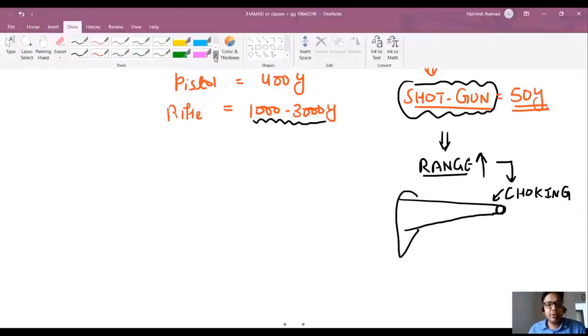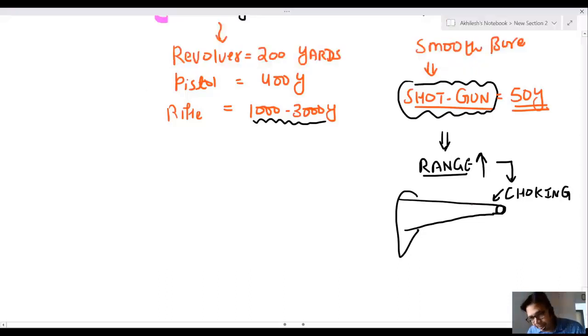Second, what we can do: the terminal end is provided with rifling, that is, land and groove.